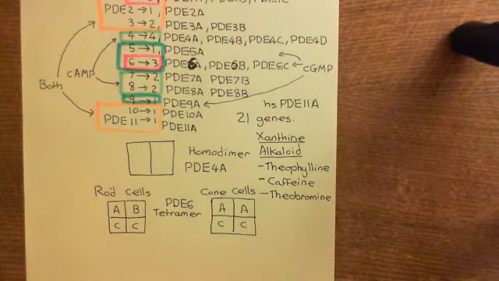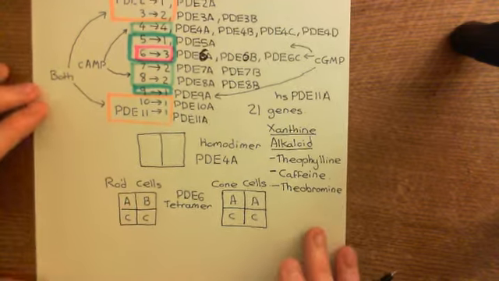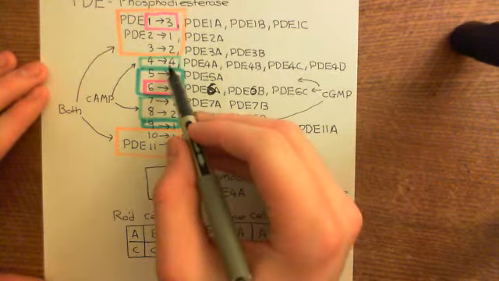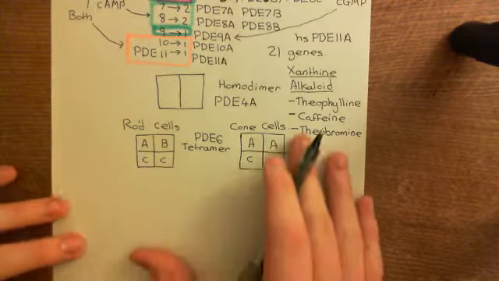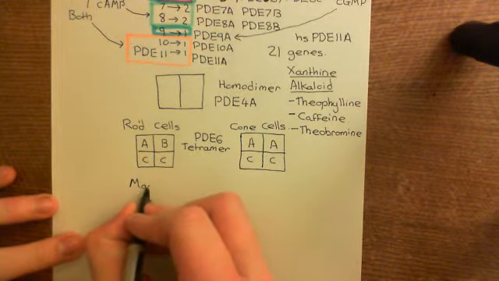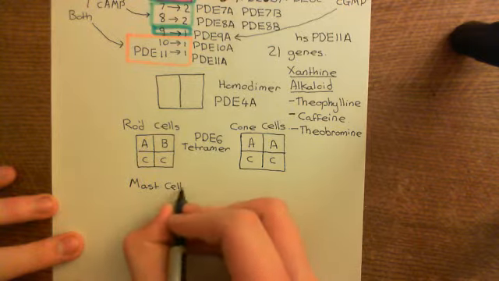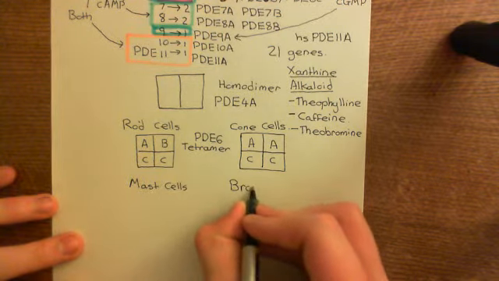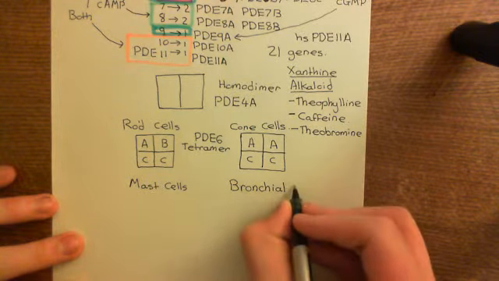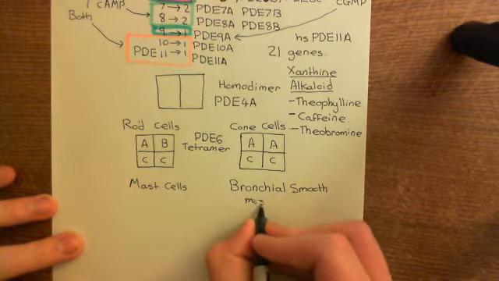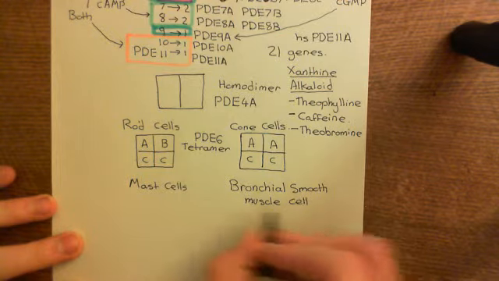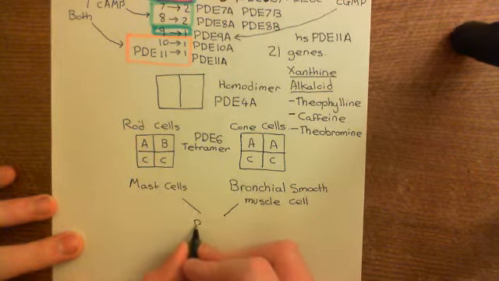Right. So now let's talk about why inhibiting these phosphodiesterases is helpful in asthma. Basically, in your bronchial smooth muscle cells and also in your mast cells, you have phosphodiesterase 4 enzymes. The major type of phosphodiesterase that is expressed in bronchial smooth muscle cells and mast cells is phosphodiesterase 4.